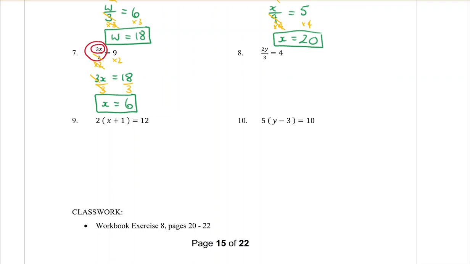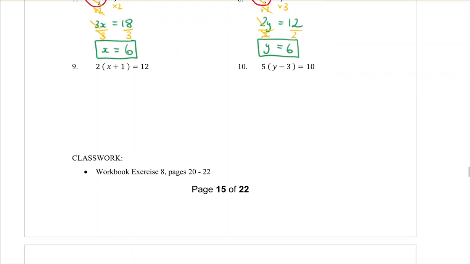Question 8. Again, the 2y is multiplied first, and then that is all divided by 3. So the opposite of dividing by 3 is to times by 3. Cross off those 3's, and we're left with 2y equals 4 times 3 is 12. Then, because this 2 and y are multiplied, I need to divide by 2. Y is by itself. 12 divided by 2 makes 6.